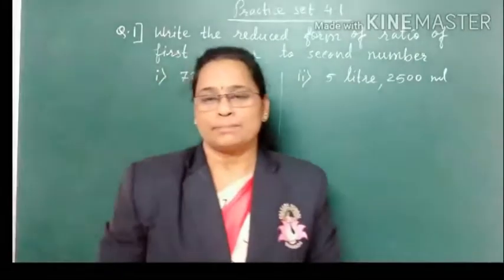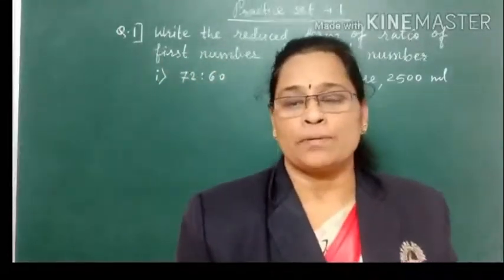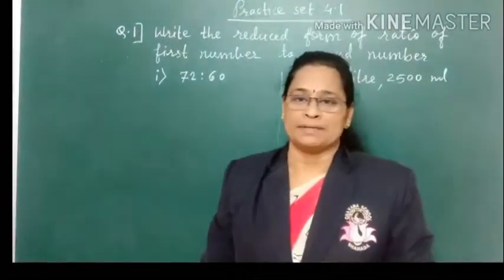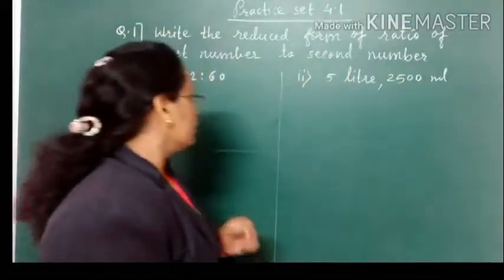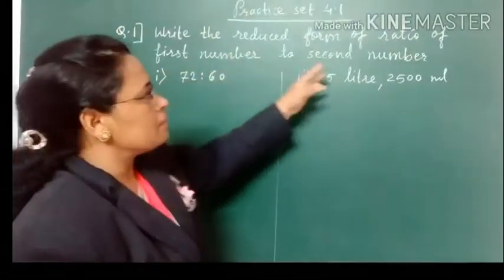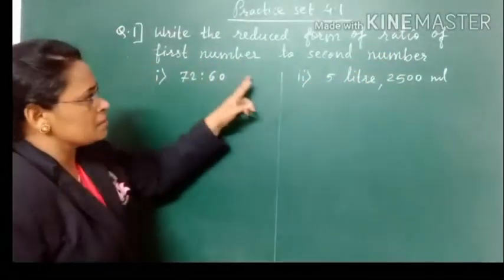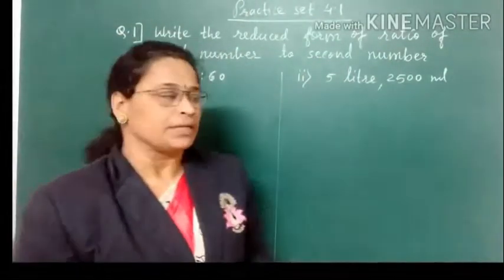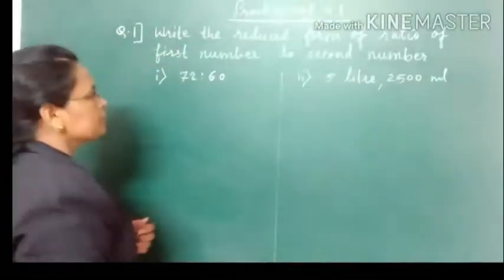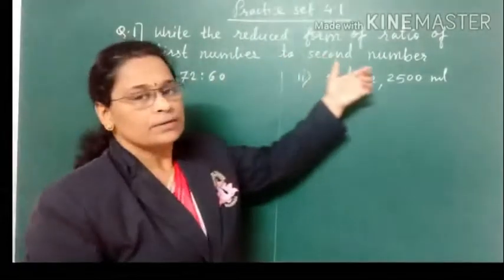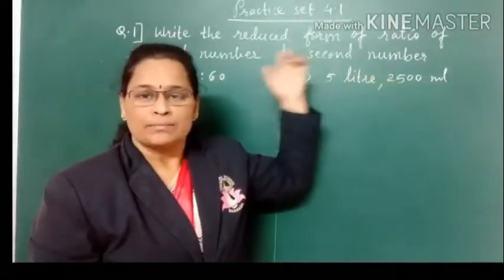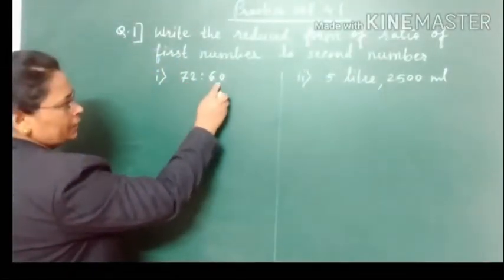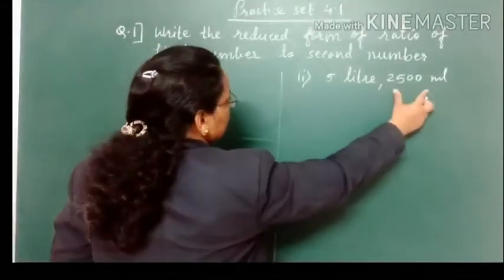Let's solve the examples depending on the properties of ratio. These examples are very simple. The first question we'll see here is: write the reduced form of the ratio of first number to second number, or first quantity to second quantity. You have to see whether you have to write the ratio of first number to second number or second number to first number. Here it is first number to second number. The first number, second number. Here this is first quantity, second quantity.